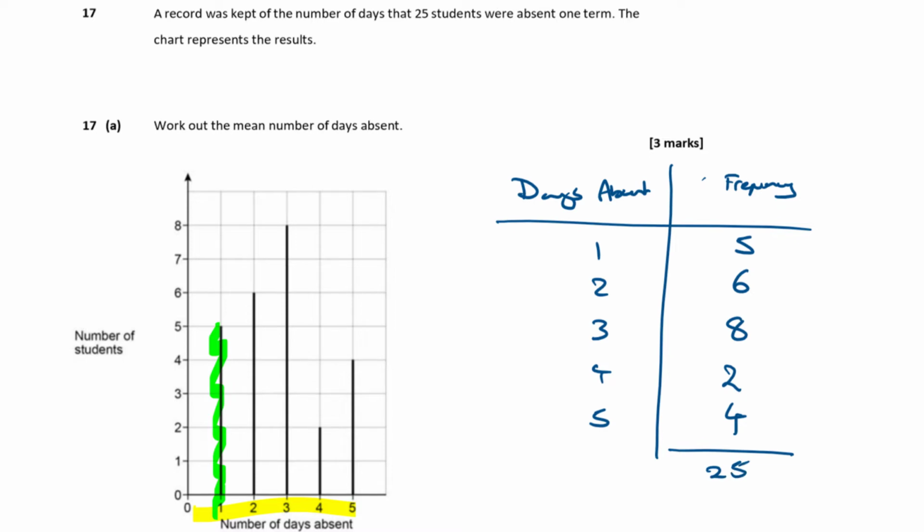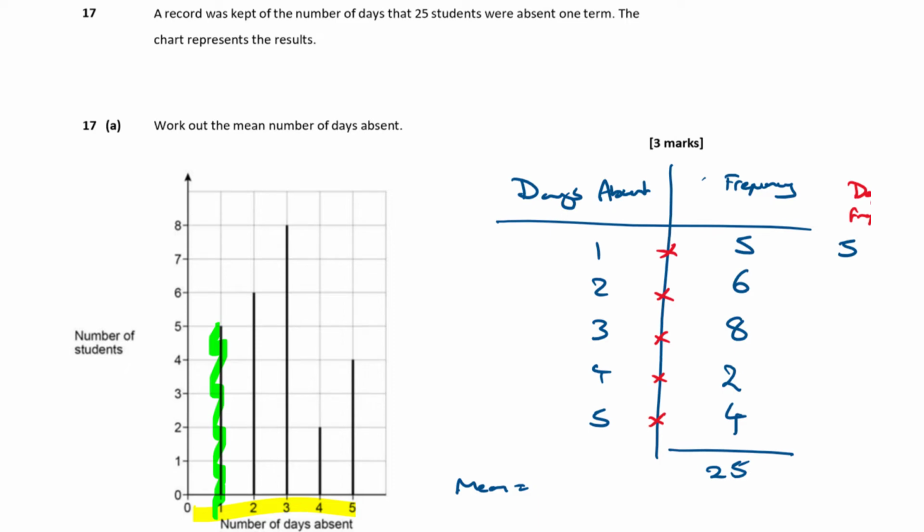Okay, so we're part of the way there. Now, if we're going to work out the mean, it's going to be the number of days absent in total, all the days absent, divided by the number of students, isn't it? Now, to do that, we need to go through our table again and do days times frequency. We're basically going to multiply these two columns together. So 1 times 5 is 5.